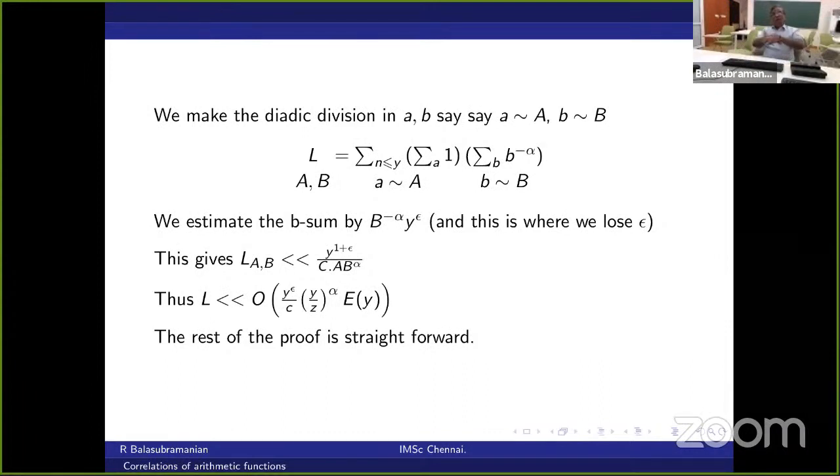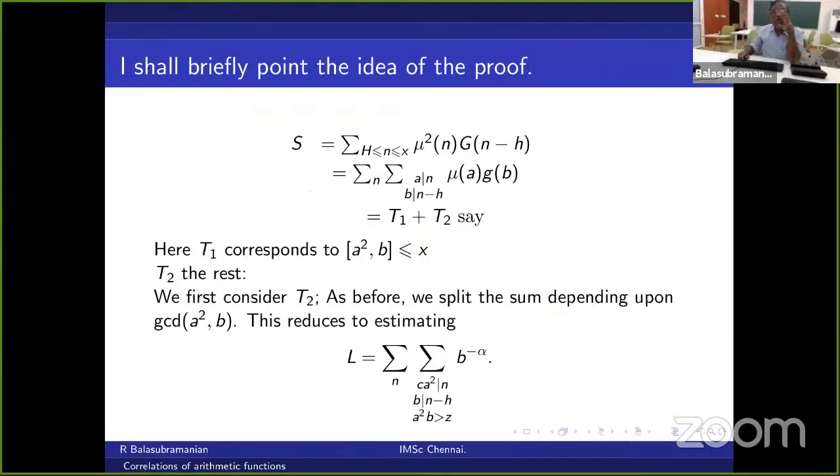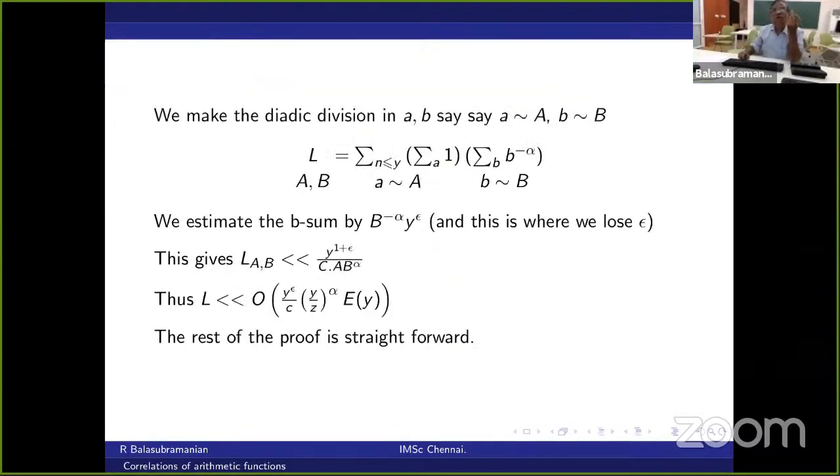Okay, therefore, how do you really sum over b dividing n minus h of b power minus alpha? And if you take the L infinity now, how can you save an epsilon? It's not very clear. In some sense, that probably needs the summation of the divisor functions in very short intervals and so on, which I don't know how to do.